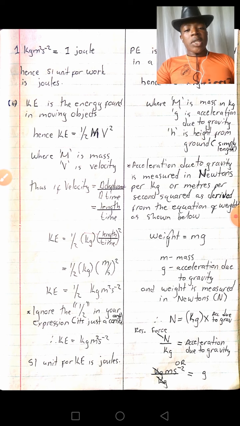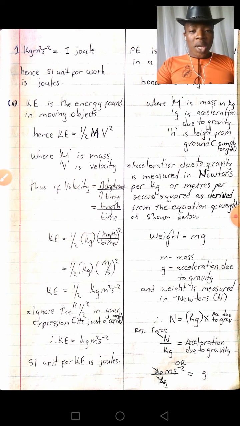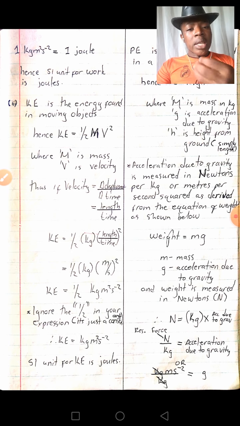KE, that's kinetic energy, is the energy found in moving objects. Hence, kinetic energy is equal to half mv squared. You don't have to worry much about this equation, for it is always given in your physics data booklet, or even in your notes. You find it anywhere in any examination, it is there. But out of curiosity and interest, you just need to know and understand that equation. Now, this is where m is the mass, v is the velocity.